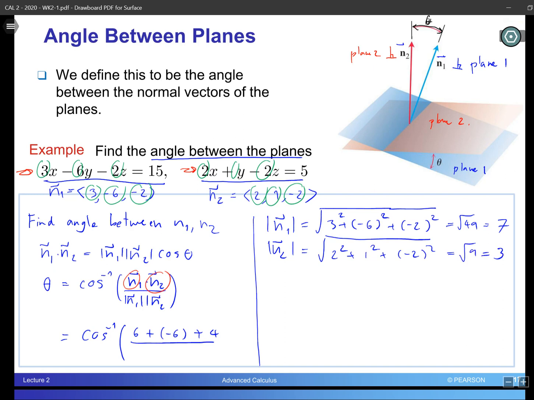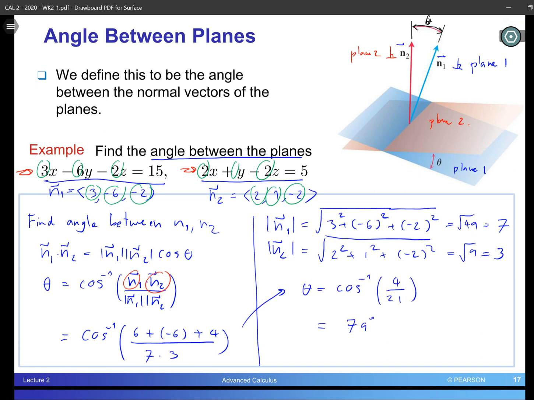Now we can just plug in these numbers into what we had earlier, which is 7 and 3. So here, continue to this. Theta is going to be arc cosine of 4 over 21. And you can put this in your calculator and it's going to come out to be 79 degrees.